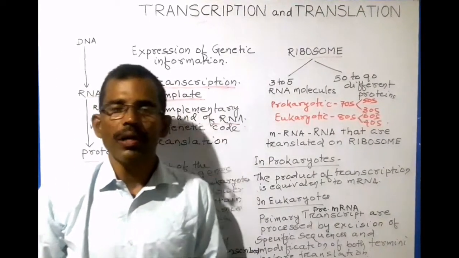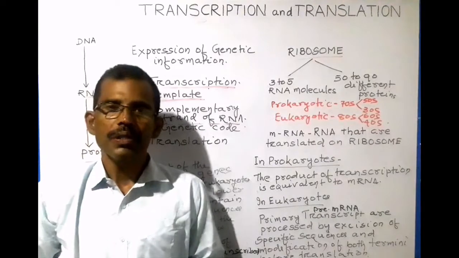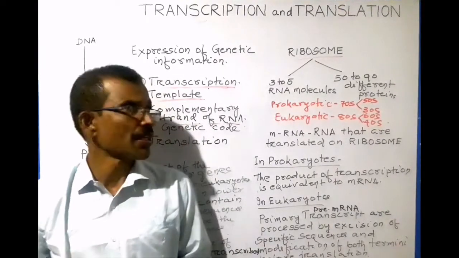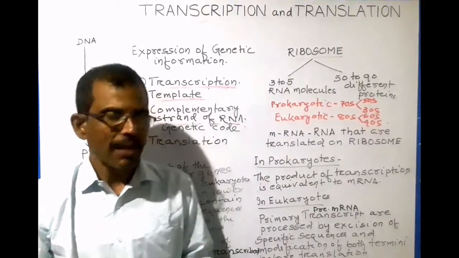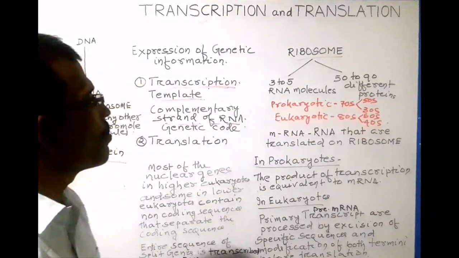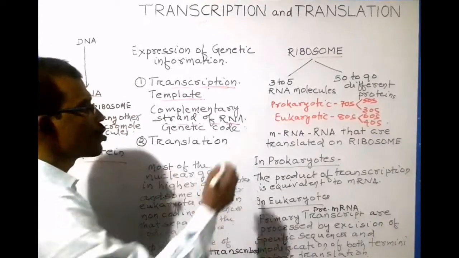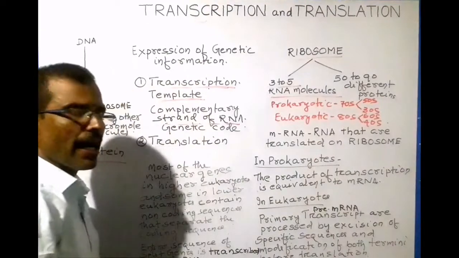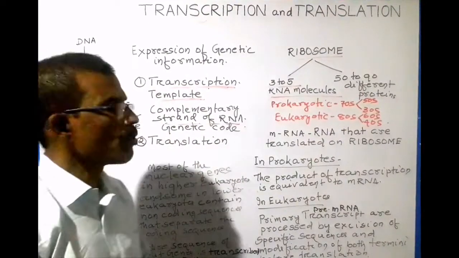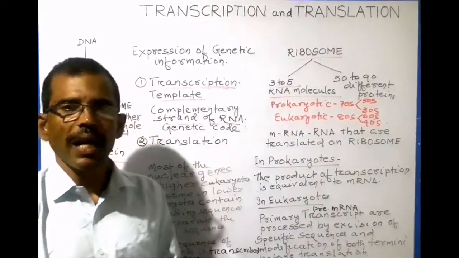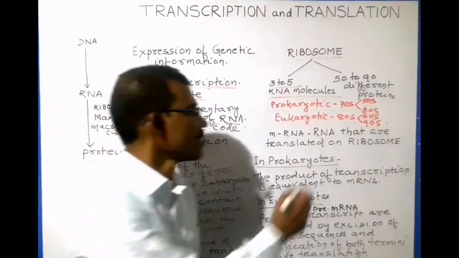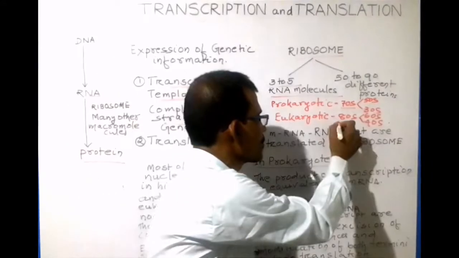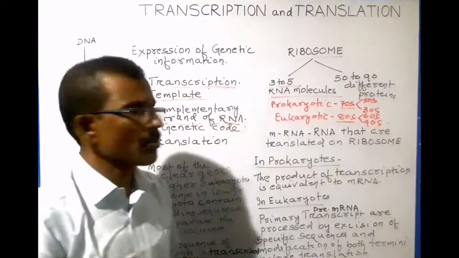Ribosomes are the macromolecular machines. On these macromolecular machines, the process of protein synthesis takes place. Ribosomes are nucleoprotein organelle composed of 3 to 5 different RNA molecules and 50 to 90 different proteins. The prokaryotic ribosomes are also called as 70S ribosome, whereas the eukaryotic ribosomes are known as 80S ribosome.